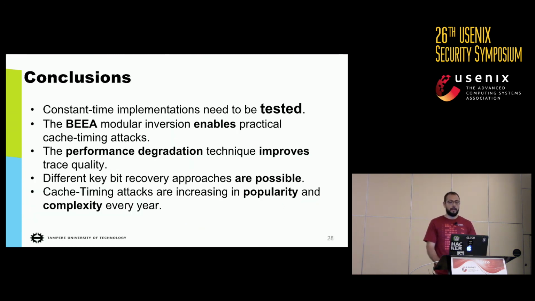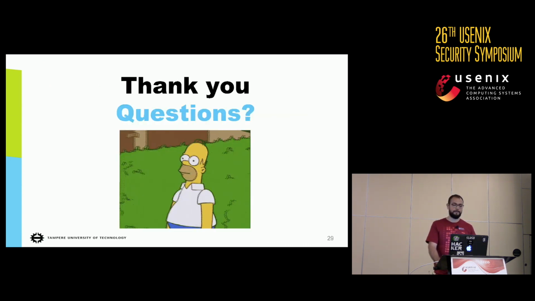And in conclusion, constant time implementations need to be tested, and especially flags, as David mentioned, they are not tested all the time. Binary extended Euclidean algorithm is highly dependent on its inputs, so it shouldn't be used. Performance degradation techniques are really useful for cache timing attacks. And different key bit recovery approaches are possible, even though it's not always straightforward. And well, as you saw, cache timing attacks are getting very popular and they're increasing in complexity every year. So, yeah. Thanks very much.